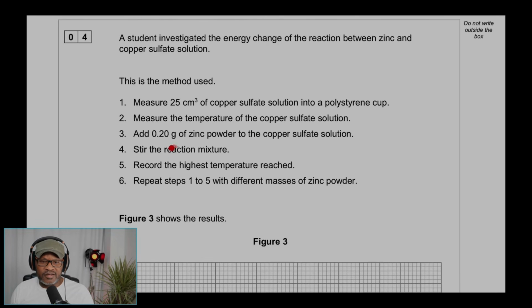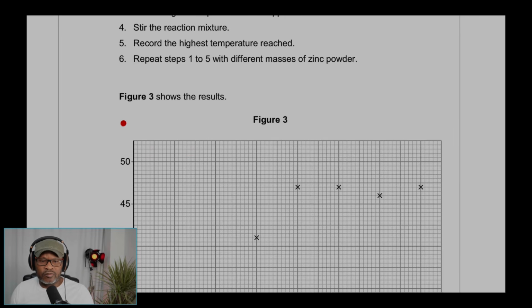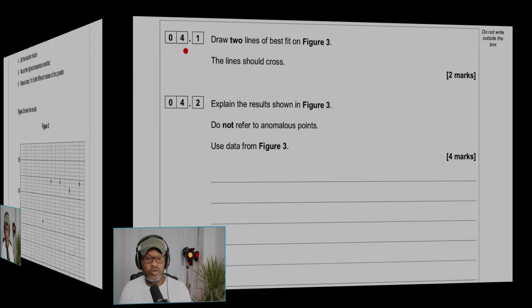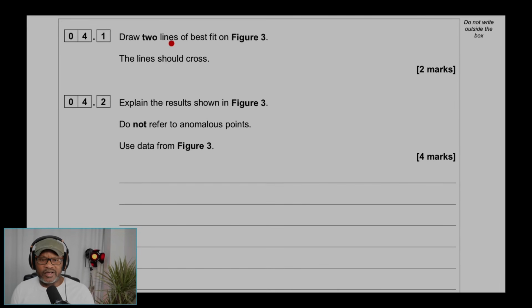4. Stir the reaction mixture. 5. Record the highest temperature reached. 6. Repeat steps 1 to 5 with different masses of zinc powder. Figure 3 shows the results. Question 4.1. Draw 2 lines of best fit on figure 3.